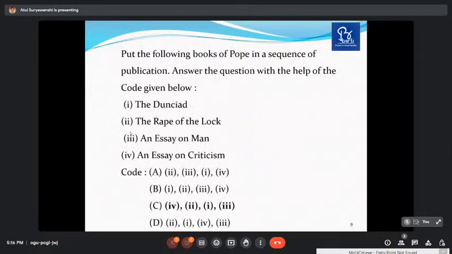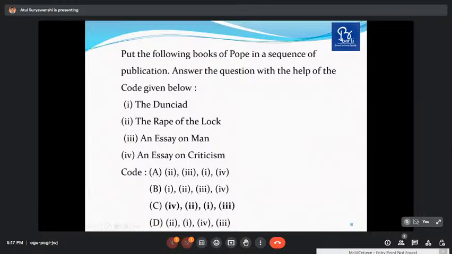Let us turn towards the next question in the series. Put the following books written by Alexander Pope in a sequence of publication. Answer the question with the help of the codes given below. The first, The Dunciad. Second, The Rape of the Lock. Third, An Essay on Man. Fourth, An Essay on Criticism. Actually, this question is not associated directly with novels, but it's an important one. Option C is the correct one.